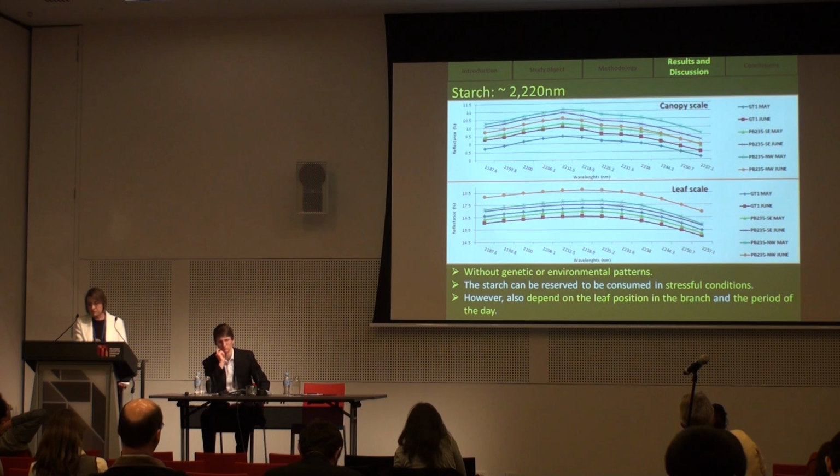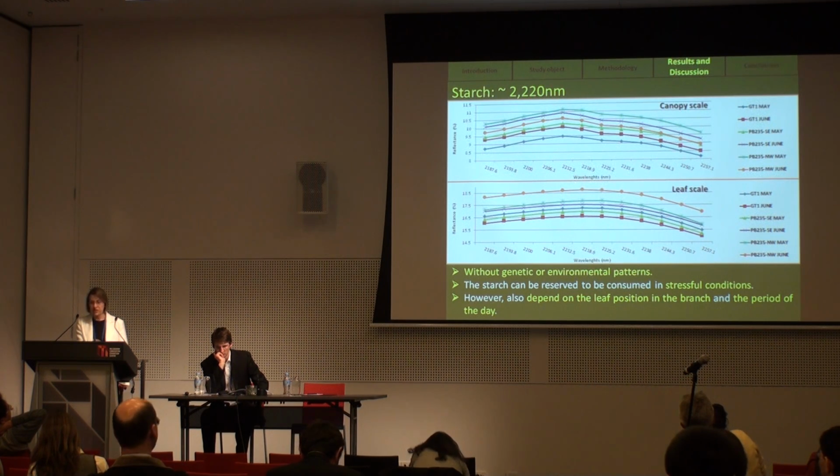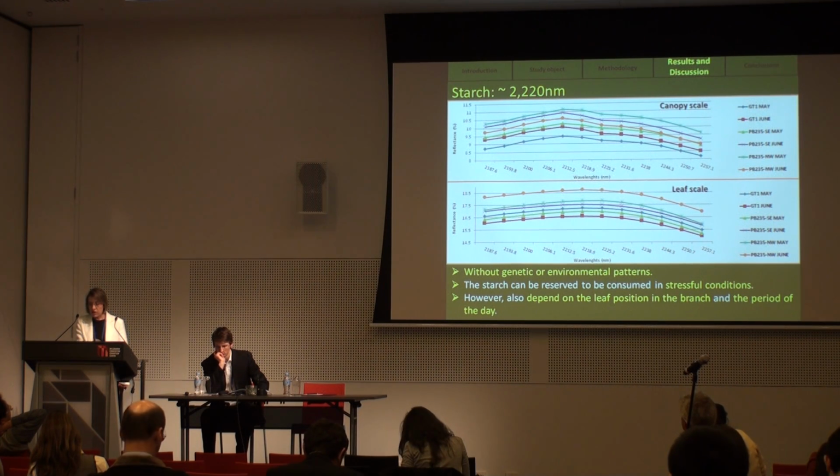For the starch, we don't observe any genetic or environment patterns. The starch can be reserved to be consumed in stressful conditions, however, also depend on the leaf position in the branch and the period of the day.